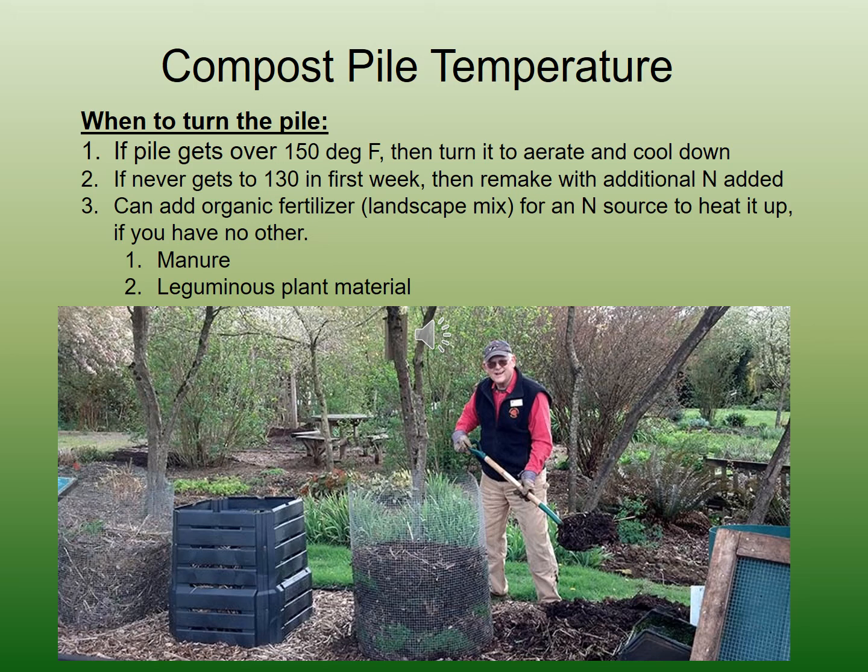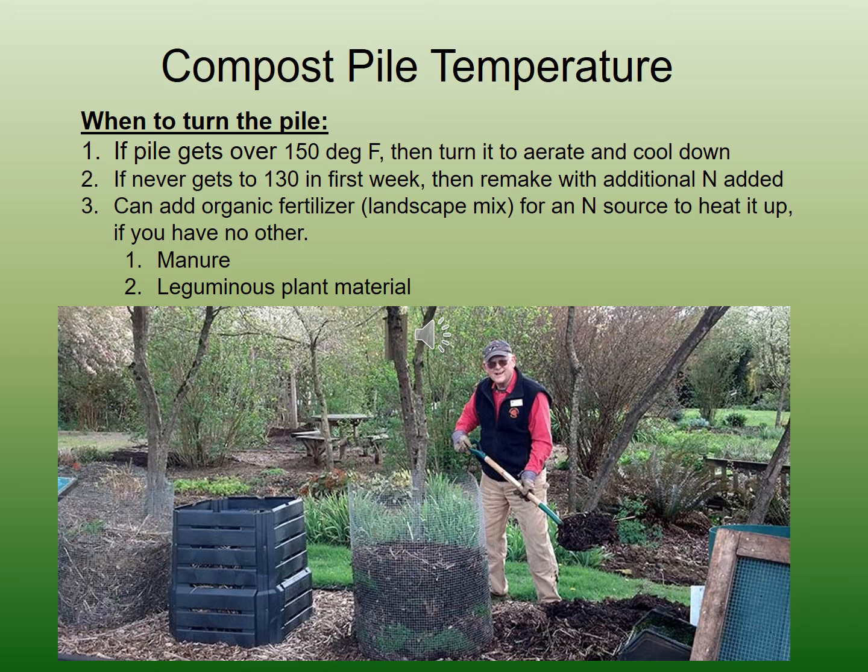If it never gets to 130 in the first week, then you're going to have to remake it and add more nitrogen. The fresh green material that has all the nitrogen, that's what heats it up. Back up for a second: there are lots of different species of bacteria that live in a compost pile, on plant leaves and stems. They're always on there, just like on our skin. They're all over the place. When you build a compost pile, you're putting in all the food, and the bacteria are in there already. There's some on the leaves, some on the grass clippings, some on the green waste, some on the sticks and things that you put in there, brown material and green material.